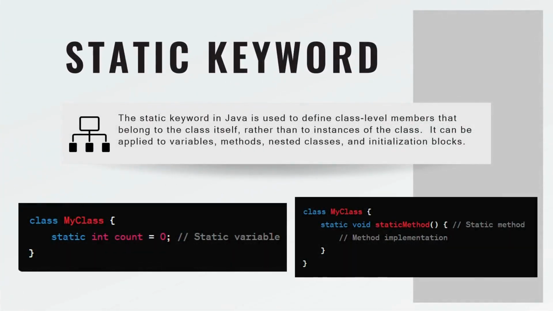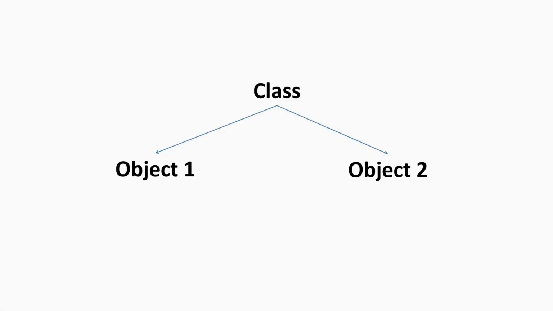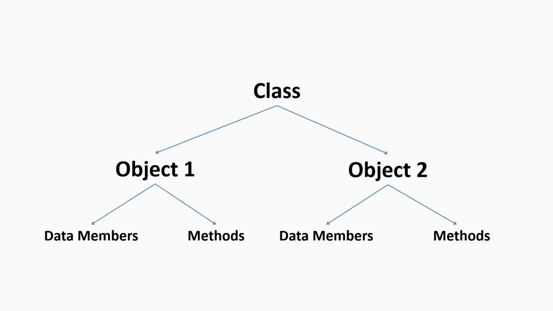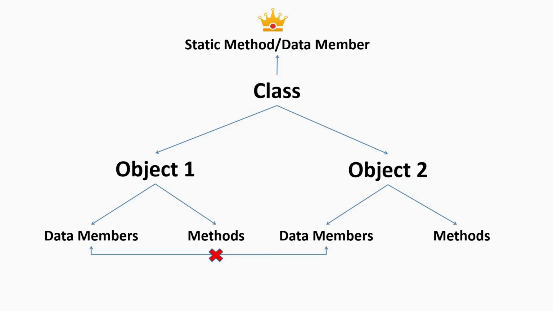The static keyword in Java is used to define class level members that belong to the class itself rather than to the instance of the class. It can be applied to variables, methods, nested classes, and initialization blocks. To use a class method or data member, we instantiate the class, that is, create objects, which have their separate data members and methods. A data member of one object cannot interfere with the data member of another object. However, a static method or variable can be accessed without instantiating the class. They can be directly used and shared by all the objects.